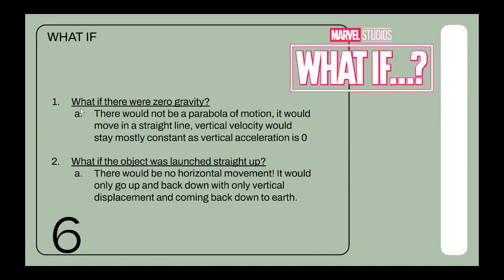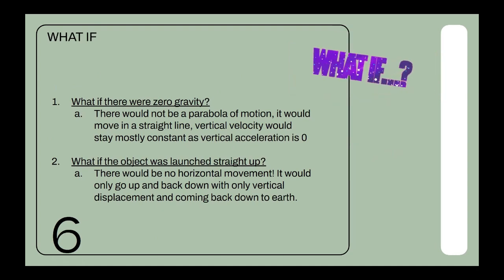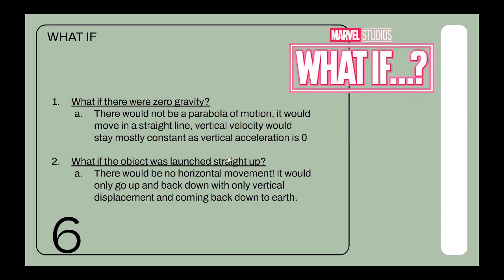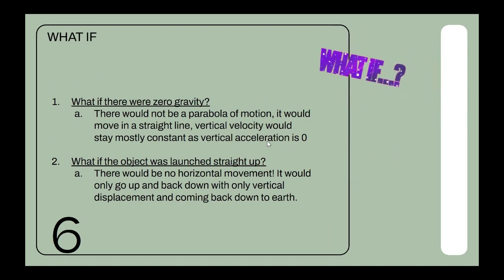So what if there was 0 gravity? What that would do is that there would not be a parabola of motion. Like how we saw the parabola of motion in the y direction, we would just see that it would move in a straight line, since the vertical acceleration would be zero, since there's no negative 9.8.